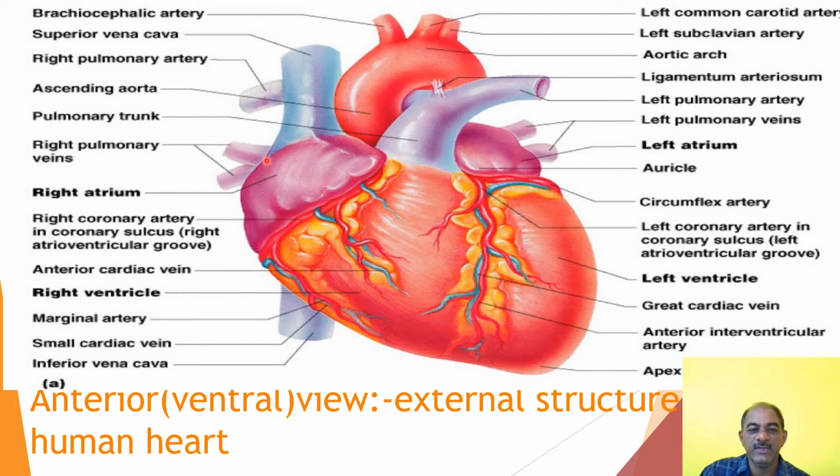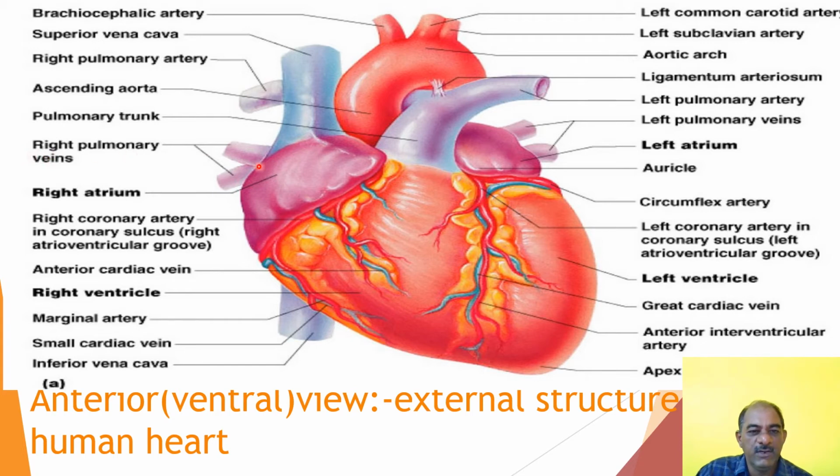Then right pulmonary veins in this fashion, pulmonary trunk, ascending aorta, right pulmonary artery, superior vena cava. So in this way, the structure of ventral view of heart is seen. Then these auricles are blood receiving chambers, and ventricles are blood distributing chambers.